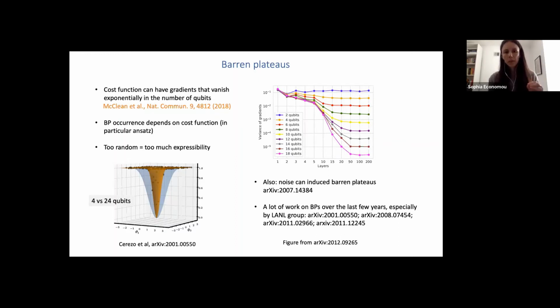So typically, it's a little bit of a two-edged sword here. On the one hand, you want your ansatz to be expressive enough so that your solution lives in there, or you maximize the chance that your solution lives in there. And on the other hand, if you make it too expressive, then you start having these serious optimization problems. In addition, noise can also cause these barren plateaus. There's a lot of literature recently, especially from the Los Alamos group.